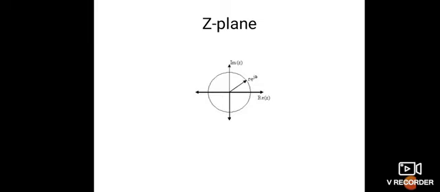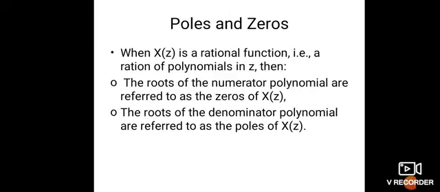So next I am discussing poles and zeros. When X(z) is a rational function, meaning it is in the p by q form where q is not equal to 0, that means a ratio of polynomials in z, then the roots of the numerator polynomial are referred to as the zeros of X(z), and the roots of the denominator polynomial are referred to as the poles of X(z).